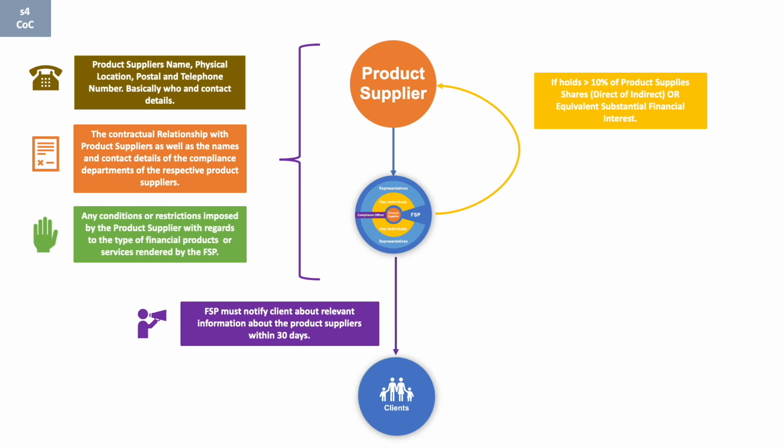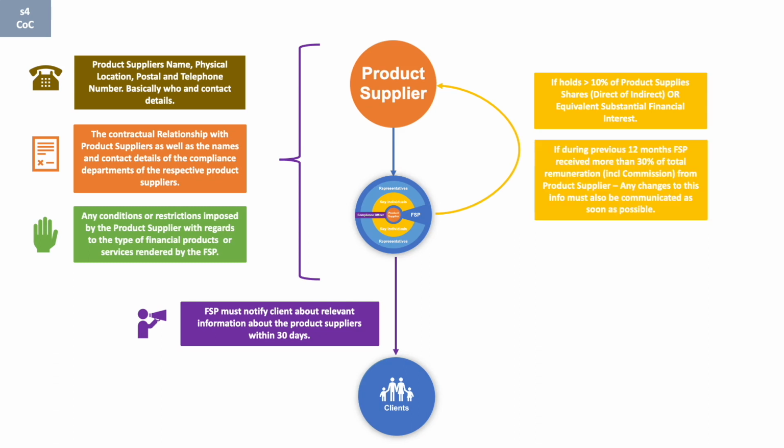It is also important to see that the Code of Conduct extends this to also say "or equivalent substantial financial interest." So basically saying that it does not have to be through holding of shares, but if there is a financial interest that is equivalent to holding 10% of the product supplier's shares. The consideration of financial interest also states that if over the past 12 months, the FSP has received more than 30% of its total remuneration from the product supplier. These sections are basically there to ensure that the client knows that the FSP has some sort of significant financial interest in the product supplier, so they can at least be aware of that fact when making their decisions.